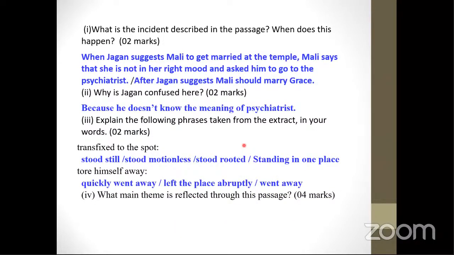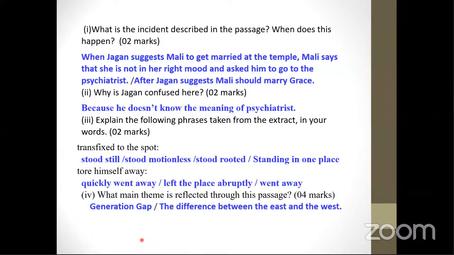Yeah, let's see. Generation gap, the difference between East and the West. Tradition and customs go together. But here, father and son belong to two different generations. And East and West: Jagan belongs to the East.